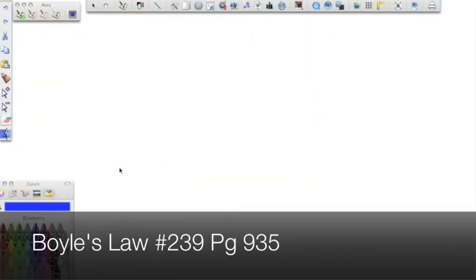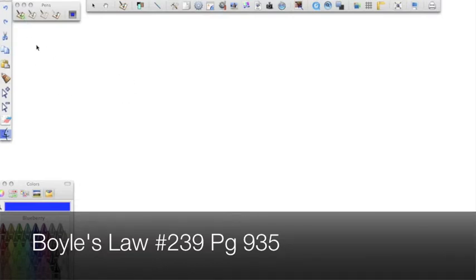Now, the next problem that we're going to work is on page 935 again, number 239. The question says, to what pressure would you have to compress 48 liters of oxygen gas at 99.3 kilopascals in order to reduce its volume to 16 liters? First thing we have to do is write down our given. What does it give us?